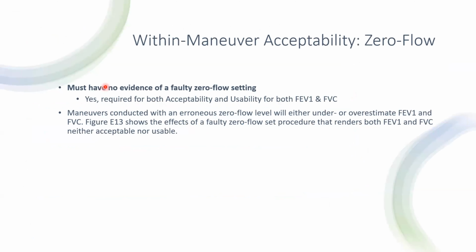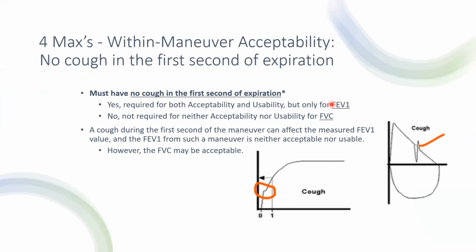There must be no evidence of a faulty zero flow. This is required for both acceptability and usability for both FEV1 and FVC. Maneuvers that are conducted with this can either underestimate or overestimate, and they should not be used. We do not want to cough. There must be no cough in the first second if you want an acceptable or usable FEV1, but that's not required for FVC, okay? Cough during the first second of the maneuver can affect the FEV1, and that's why it would not be acceptable or usable. But the FVC might still be acceptable.